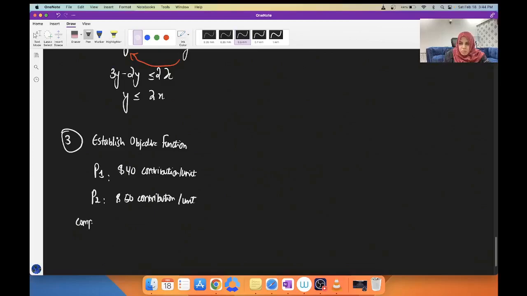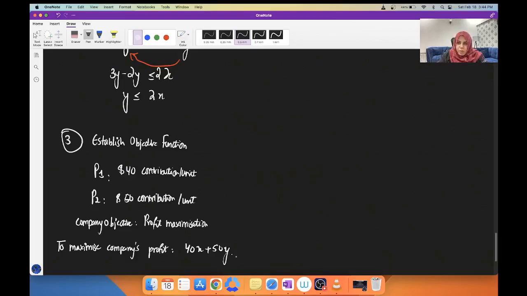In this case, let's say the company's objective is to maximize profit. So in order to write your objective function, you will like to maximize company's profit. The objective function becomes 40x plus 50y. What does this mean? This means that whatever amount of units you're going to make of x, that will multiply by 40 to tell you the total contribution, plus whatever amount of units you make for P2, that is y, that will multiply by 50, and when added together this will give you the maximum contribution.